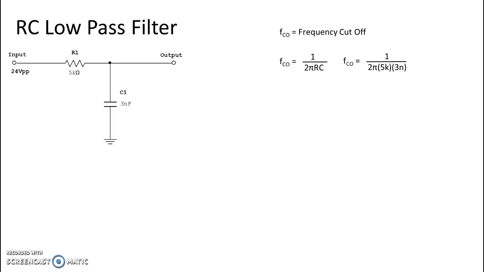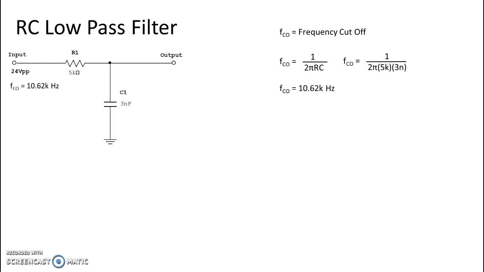And again, when you're doing this formula, you need to do everything that's in the bottom first, and then take 1 over that. Or you can do the x minus 1, which is the same as doing 1 over the answer on your calculator. All right, and you'll notice we just threw in the numbers for our circuit for both resistance and capacitance into our formula, and we get 10.62 kHz as the frequency cutoff.